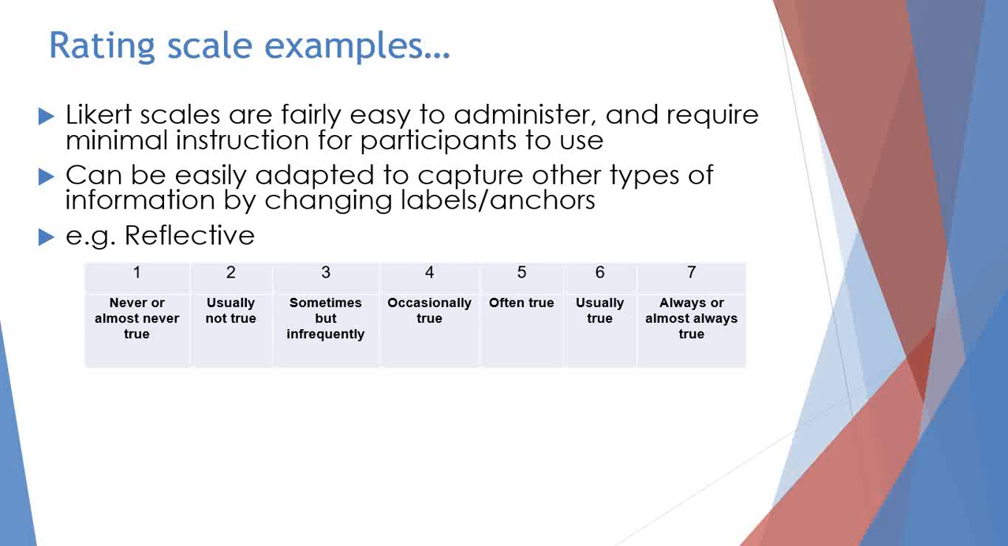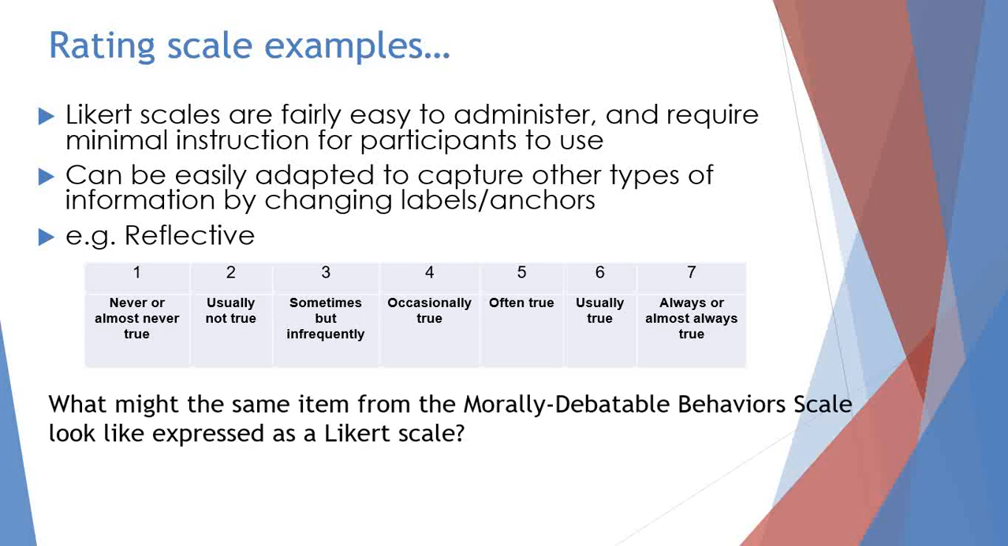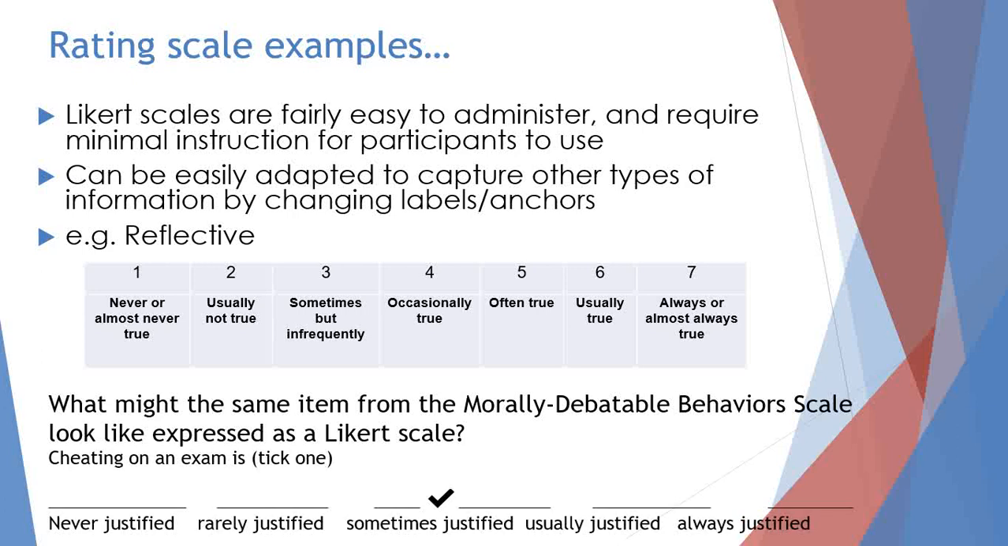So this one here is an example of a reflective response style: never or almost never true, all the way through to occasionally, then often, usually, and almost always true. So what might the same item that we saw before about cheating on the morally debatable behaviour scale look like expressed as a Likert scale? Cheating on an exam is tick 1, and we've gone here for sometimes justified, the midpoint. Now if it's an online one, it'll often be a radio button or a checkbox that they're clicking.